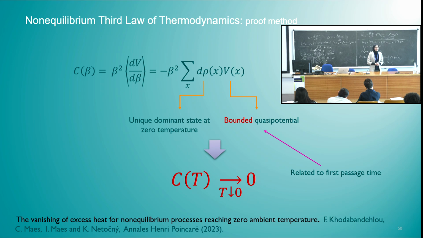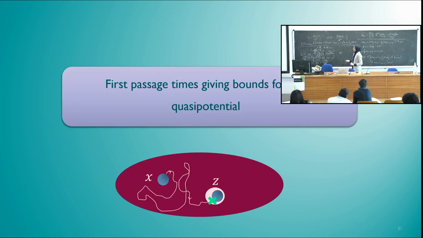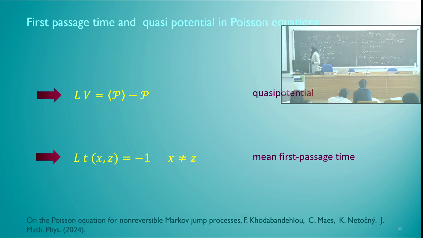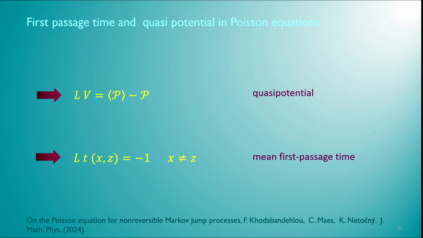So the quasi-potential, when it's too much, means the heat is localized in the system and the heat capacity is not going to zero. The heat capacity is diverging and the third law is not valid. Okay? So I need the quasi-potential to be bounded. And to do that, we give a bound for the quasi-potential with the first passage time.